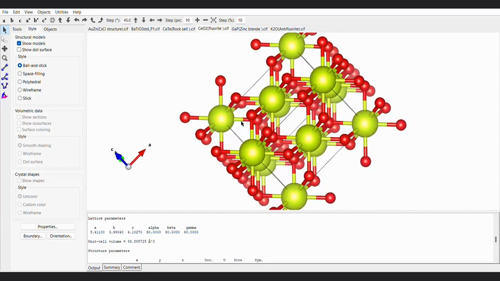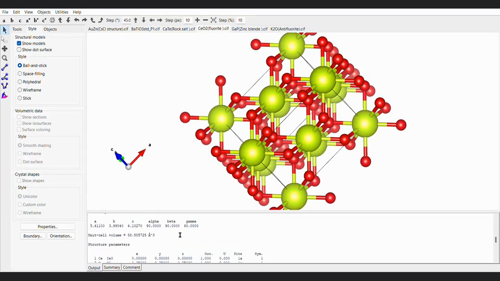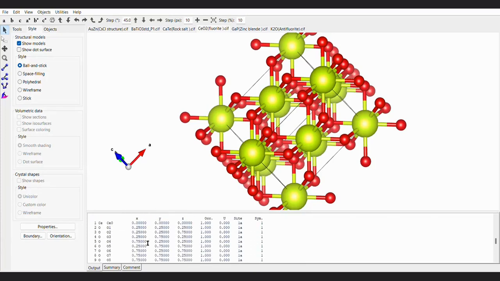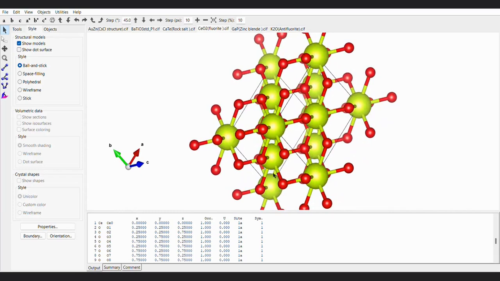The CIF file for this is written in this manner. The lattice parameters are 5.41, 3.99 and 4.1, and the fractional coordinates which give the structural parameters can be stated here. We can see cerium takes the base, the origin coordinate for the fractional coordinates, and oxygen takes up the tetrahedral coordinates, the coordinates of the tetrahedral voids.